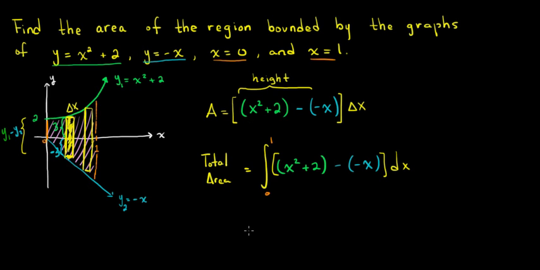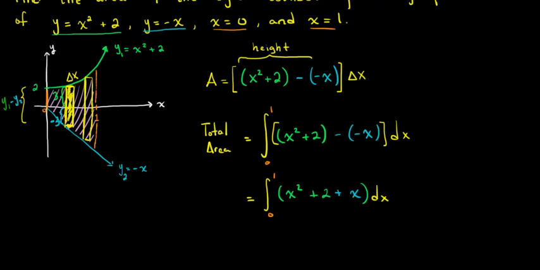So let's go ahead and evaluate this. I'm going to clean this up a bit. So again, it's going to be the integral from 0 to 1 of x squared plus 2. Now here I have a minus negative x, that'll turn into a positive x. And then I'm going to finish this off with my dx here. So again, not too bad to integrate. I'm going to scroll down a little bit to give us more room.